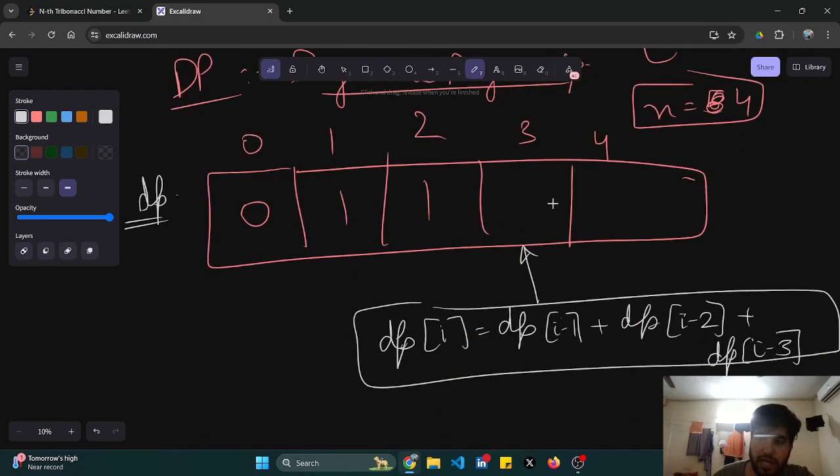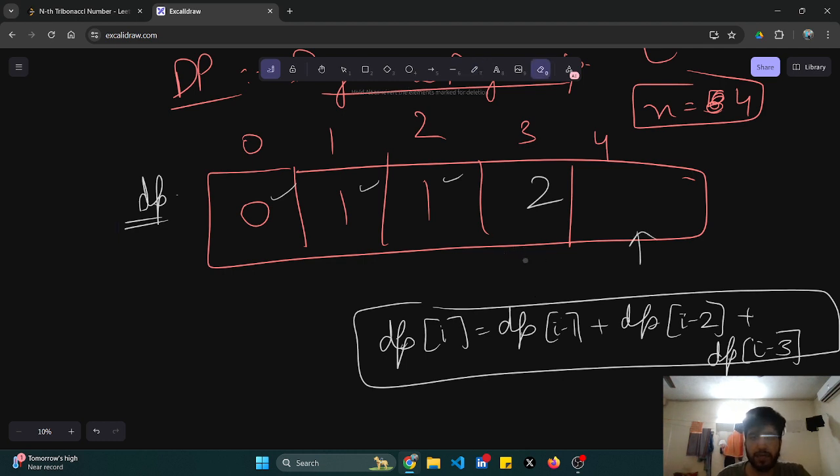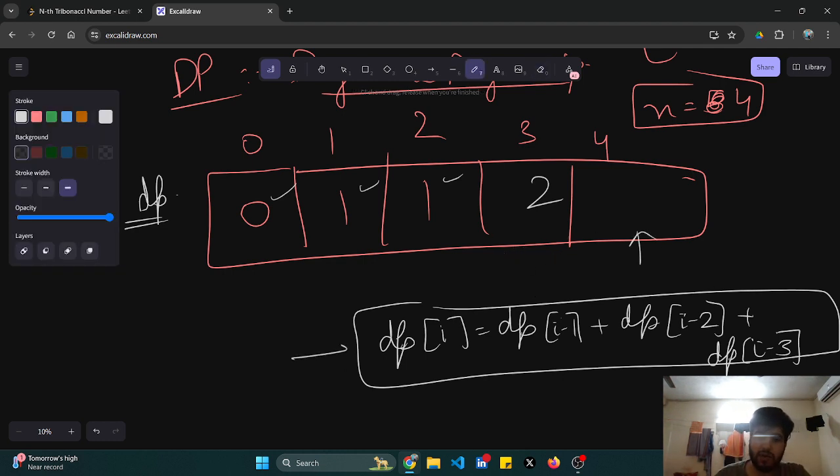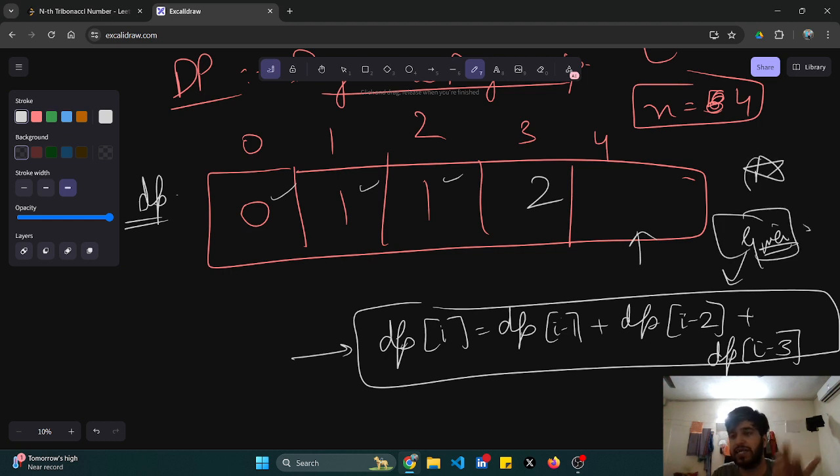So if you come to this index, what is the sum of my last three terms? So 1 plus 1 plus 1. I'll just store it at this index. So it would be 1 plus 1 is equal to 2. Okay. I'll come to the fourth index. I'll apply the same formula again because this is just given to you. You are doing nothing. It is just given the name DP. You are basically doing the stuff you want to do.